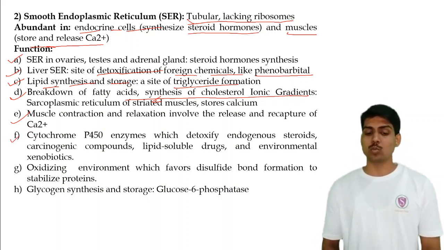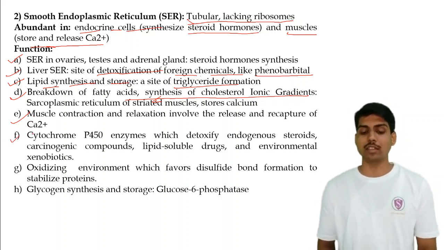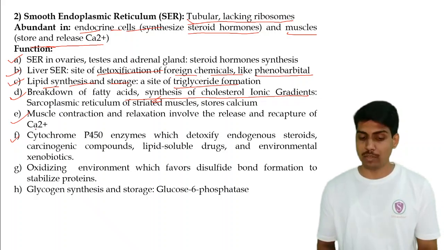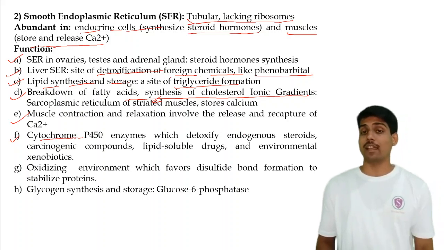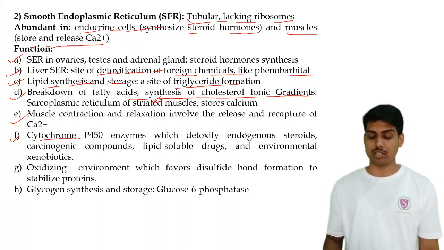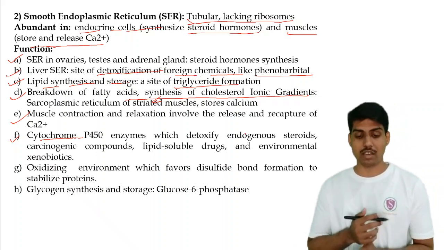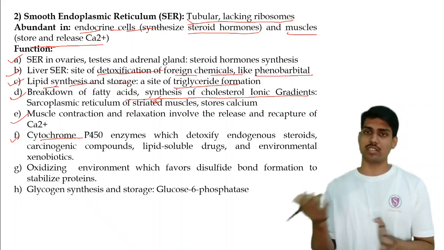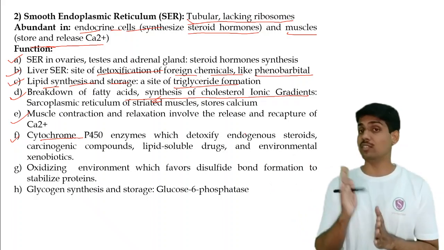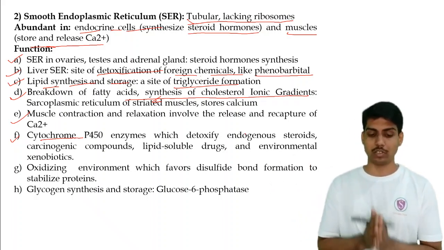Along with that, the smooth endoplasmic reticulum has cytochrome P450 enzymes. And what are these cytochrome enzymes? These are actually detoxifying enzymes which detoxify endogenous steroids, carcinogenic compounds, lipid-soluble drugs, and other xenobiotics which came from outside. So that is also present inside the smooth endoplasmic reticulum.